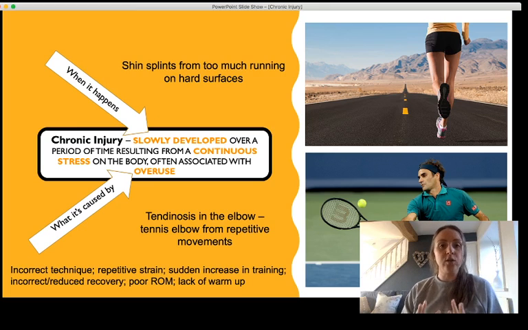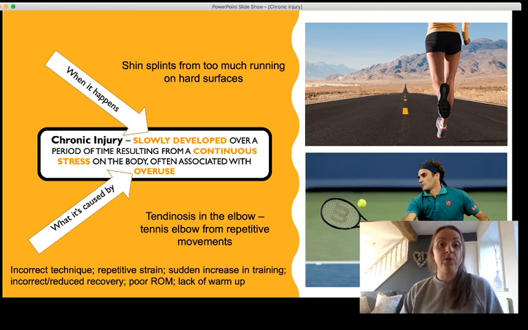And again, the whole of that definition is really important. We need to be able to state in our definition, and if we were to describe a chronic injury, when it happens and what it's being caused by. And the same is true with acute injuries. So chronic injury, when it happens, well, it's slowly developed over a period of time. What causes it results from continuous stress on the body, so often associated with overuse.